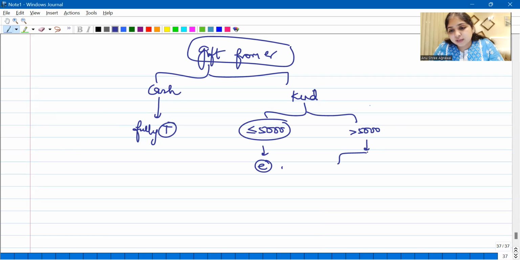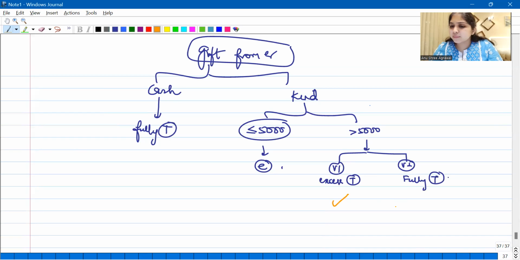If it is more than 5,000, you have two views. View 1, if it is more than 5,000, only the excess will be taxable. Or view 2 is that if it is more than 5,000, it's going to be fully taxable. Both the views are correct. Obviously, both the views will result in different answers, but both the views are right. And gift in kind will also include gift voucher I discussed.